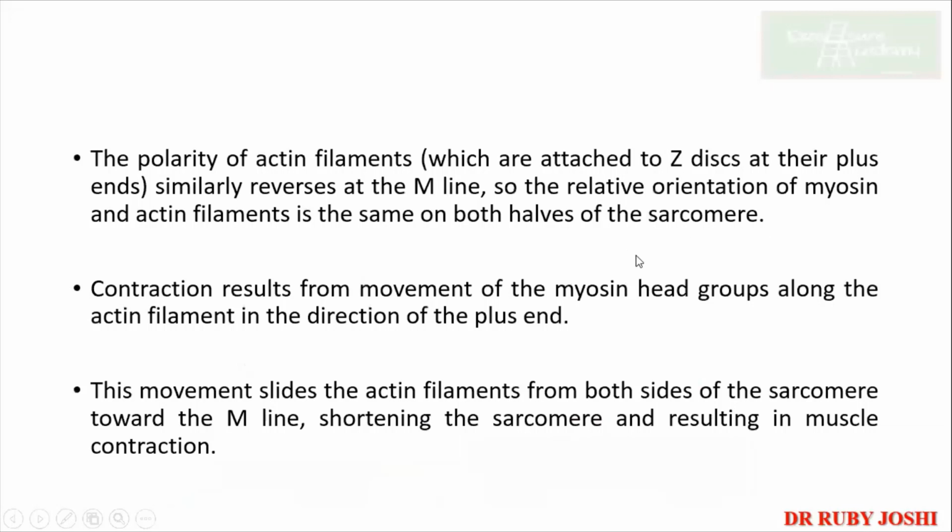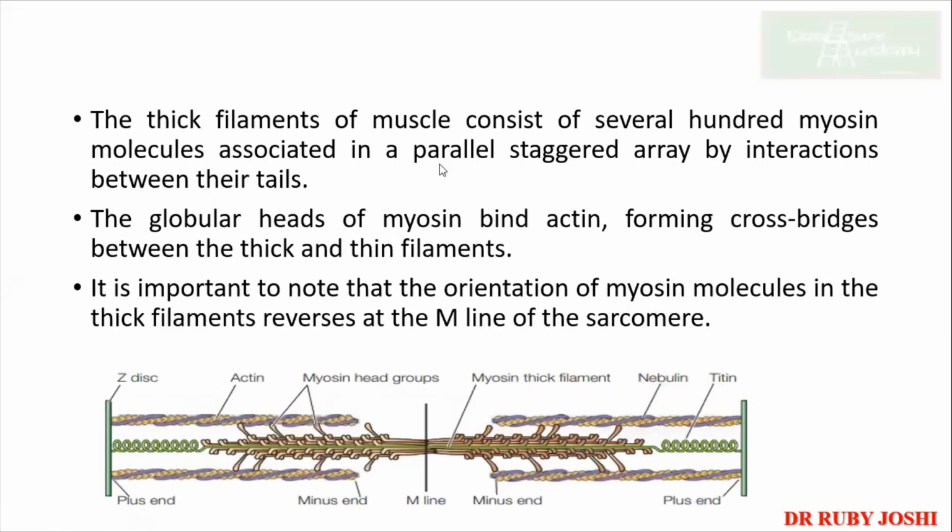So the polarity of actin filaments similarly reverses at the M line. Now, what do you mean by reverses? See, if you look at the figure, here the direction of the myosin filament is this, and here it is the other direction. It becomes like this, right? So the actin filaments will move this side. One pulls this one this way, the other pulls that one that way, and hence the Z disc distance becomes short, resulting in the contraction.